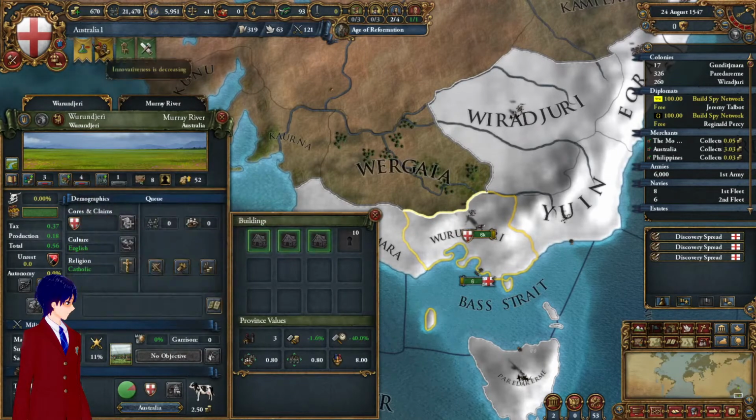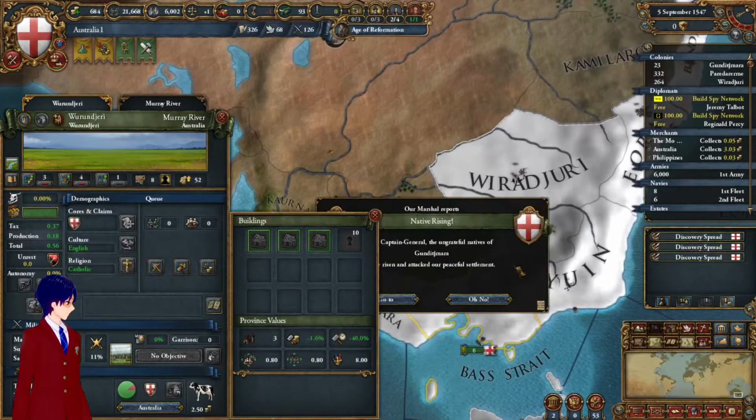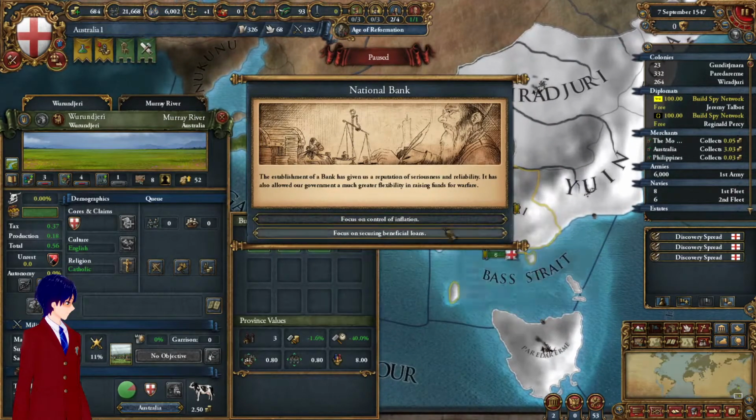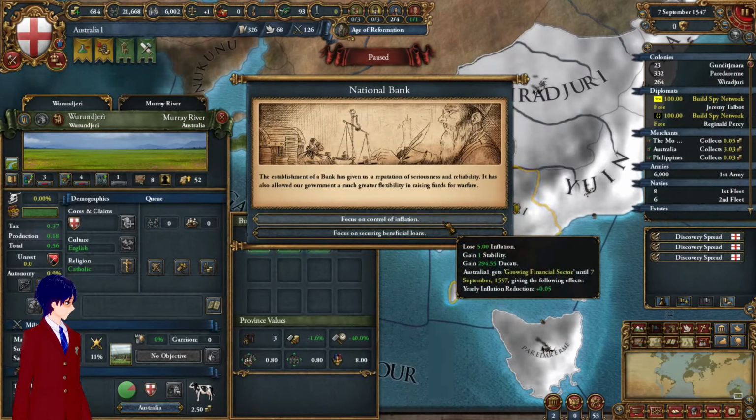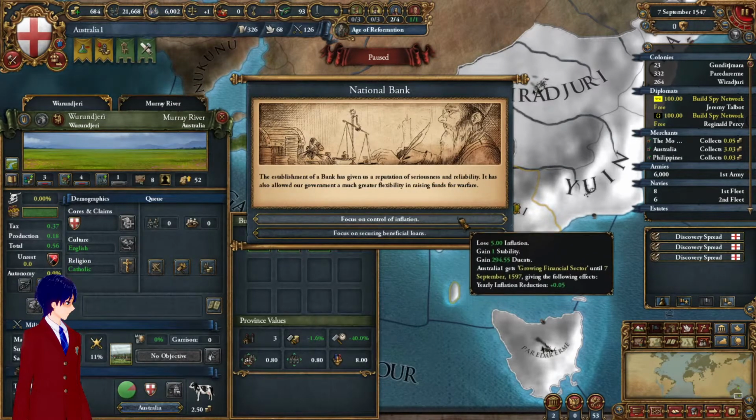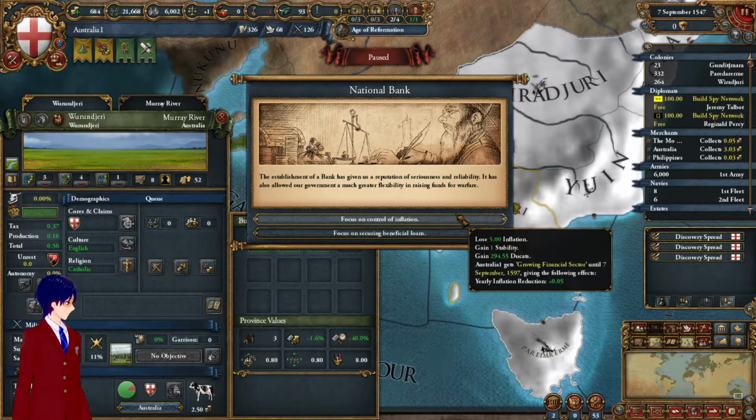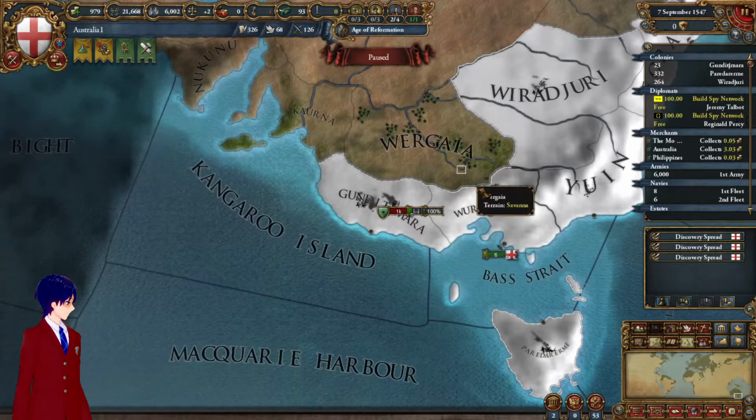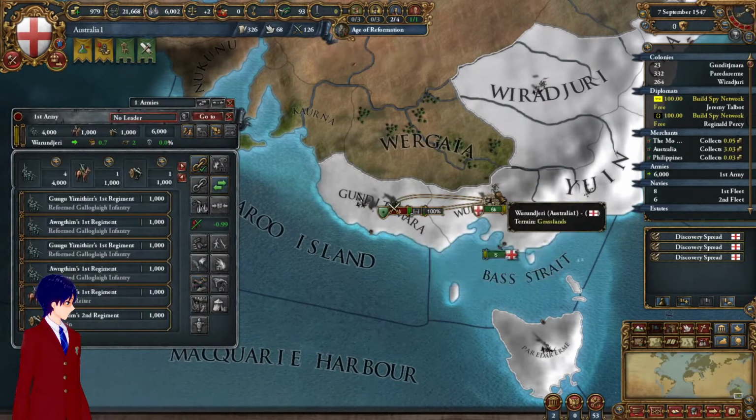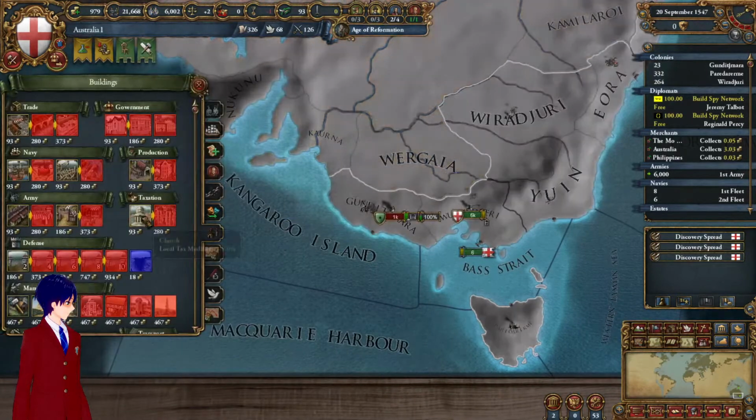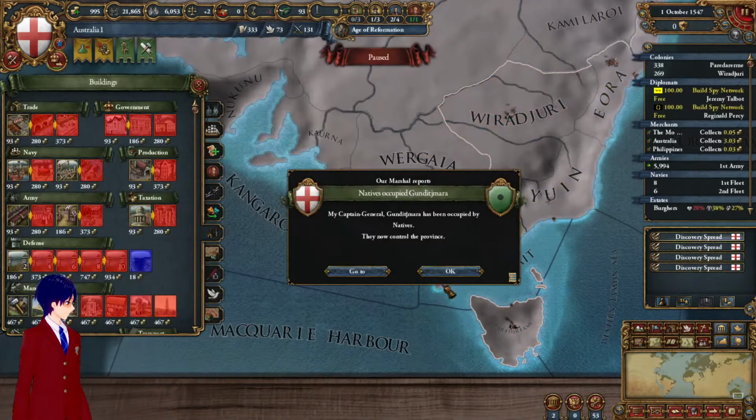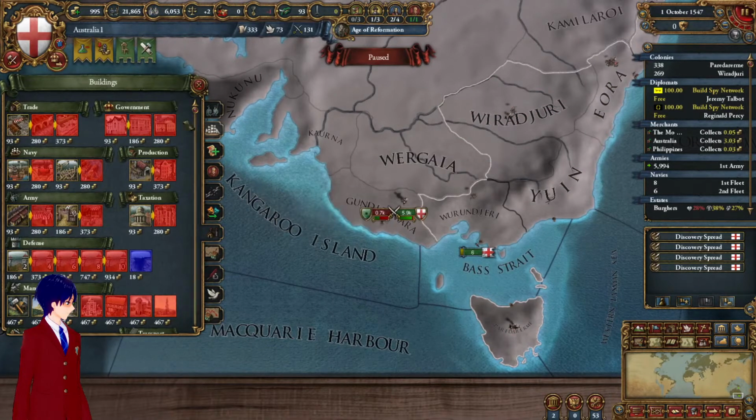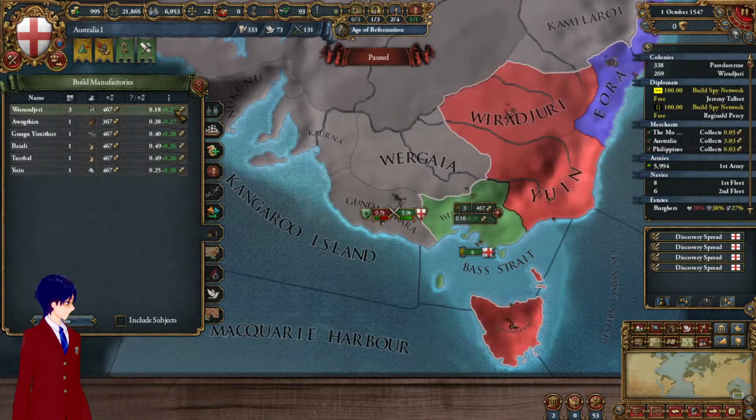Let's see. Well, there's no corruption. Oh, perfect. Oh, that's lovely. Why did we just randomly establish a national bank, though? I mean, I thank you, but like, ugh. Okay, that's 0.1. It's 0.9. There we go. That makes more sense.